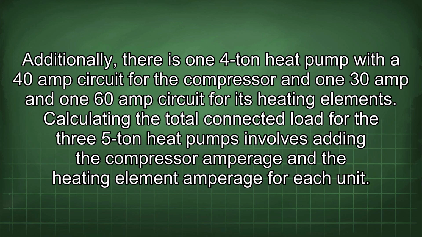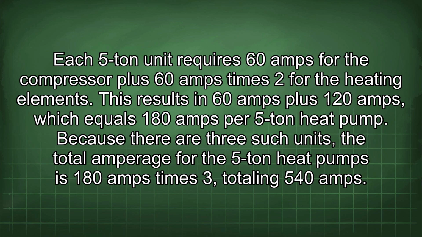Calculating the total connected load for the 3 5-ton heat pumps involves adding the compressor amperage and the heating element amperage for each unit. Each 5-ton unit requires 60 amps for the compressor plus 60 amps times 2 for the heating elements. This results in 60 amps plus 120 amps, which equals 180 amps per 5-ton heat pump. Because there are 3 such units, the total amperage for the 5-ton heat pumps is 180 amps times 3, totaling 540 amps.